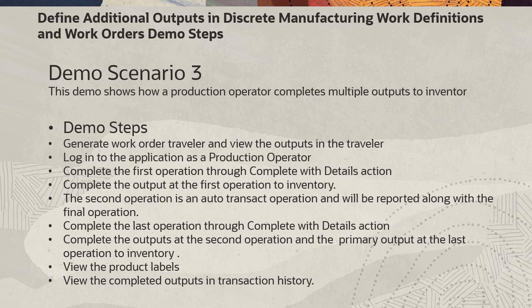Complete the last operation through Complete with Details action, and complete the outputs at the second operation, and primary output at the last operation to inventory. View the product labels. View the completed outputs in transaction history.